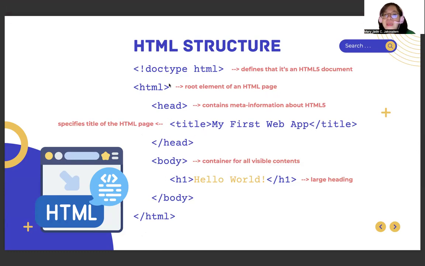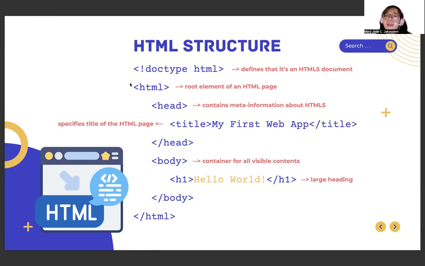Then we have the body. It's a container for all the visible contents. All the contents inside the body will be seen directly in our web page. There are a lot of tags for the body, but one example is h1, Hello World. So we have here a large heading.